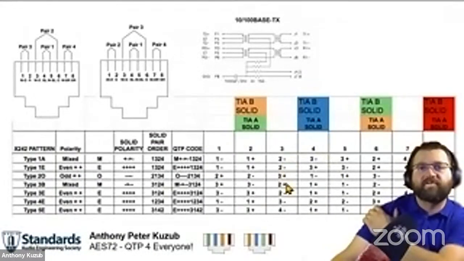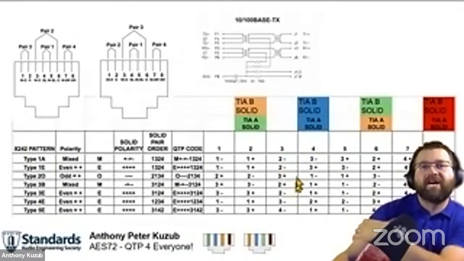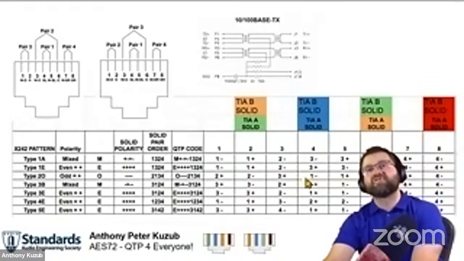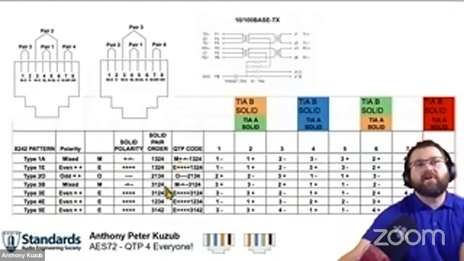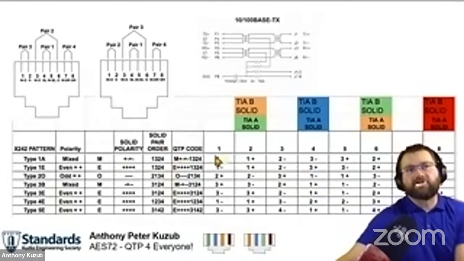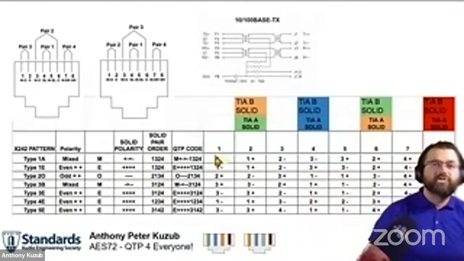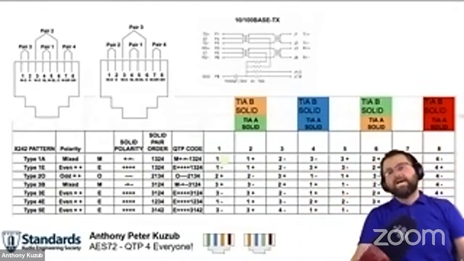So 3 is positive, and some manufacturers went this direction where they used the positive and the negative, and what you ended up with is a mishmash of this solid pair order of, like, did it go 1 3 2 4 or 1 3 2 4 or 2 2 4 6 8?